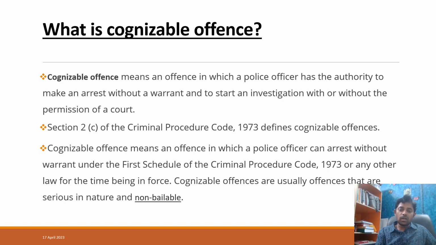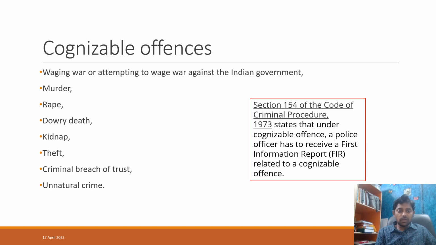Cognizable offenses are usually offenses that are serious in nature and non-bailable. Cognizable offenses are waging war or attempting to wage war against the Indian government, murder, rape, dowry death, kidnap, theft, criminal breach of trust, and natural crime. Section 154 of CrPC states that under a cognizable offense, a police officer has to receive an FIR related to a cognizable offense.